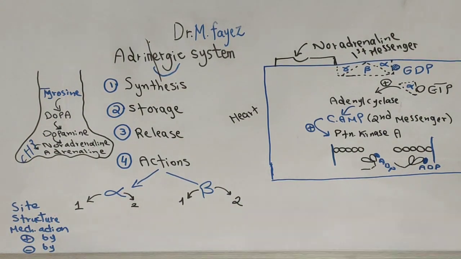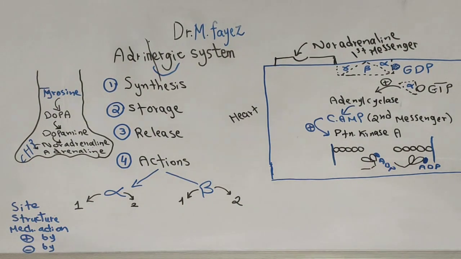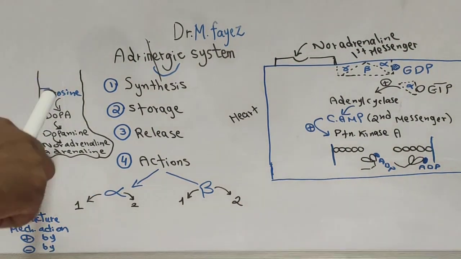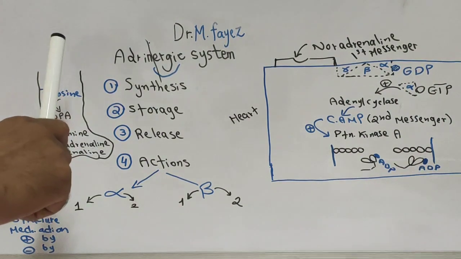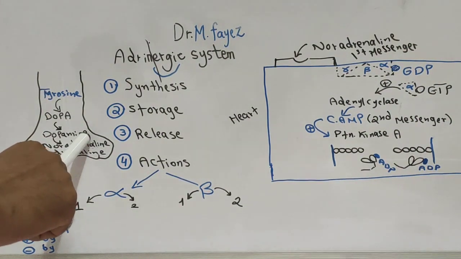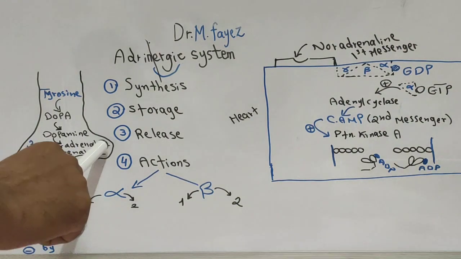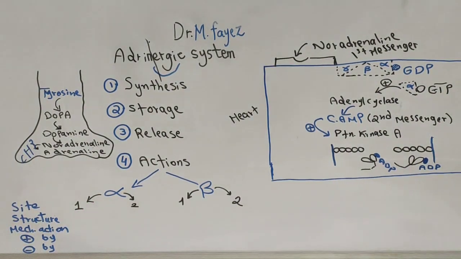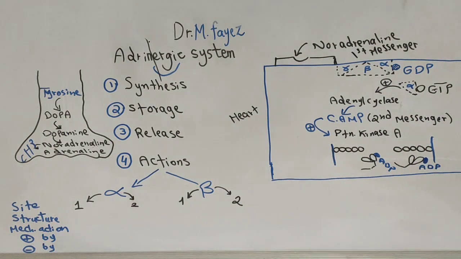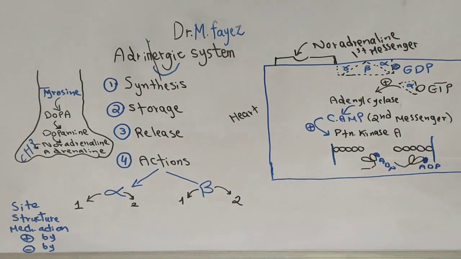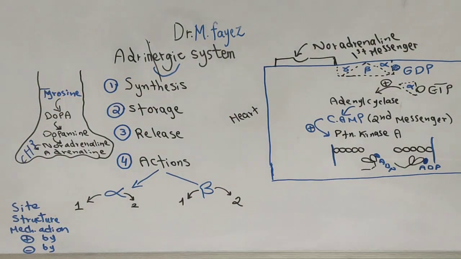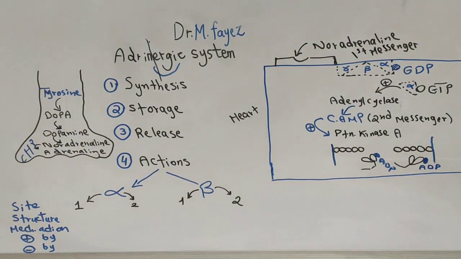This is very important. And to make it easier for you to recite, it is like a rhyme scheme or music: tyrosine, DOPA. Here is no music. Dopamine, noradrenaline, as if they are doubles. DOPA is converted to dopamine, then converted to noradrenaline, then adrenaline. Here we discussed synthesis. The second point is storage.